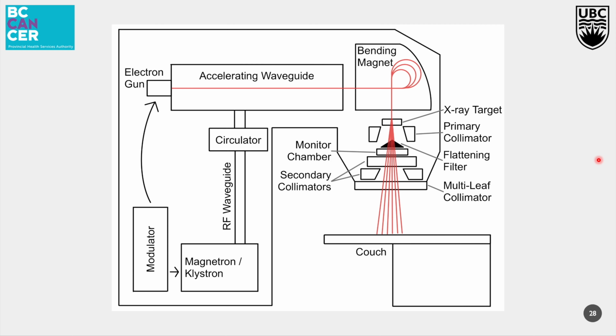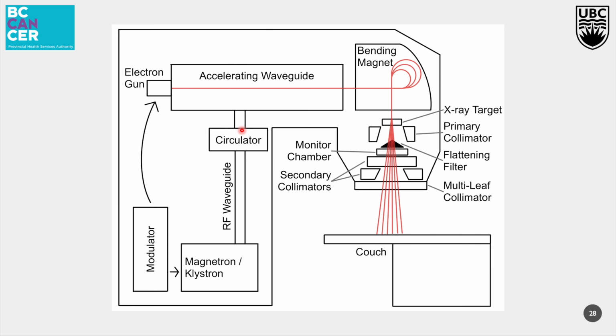So as an overview, first, we have an electron gun here, which fires electrons down an accelerating waveguide, and the electron path is shown here by the red line. And this accelerating waveguide uses radio frequency waves in order to accelerate the electrons. Now, a magnetron or klystron down here is used to amplify radio frequency waves and send them down a radio frequency waveguide to the accelerating waveguide.